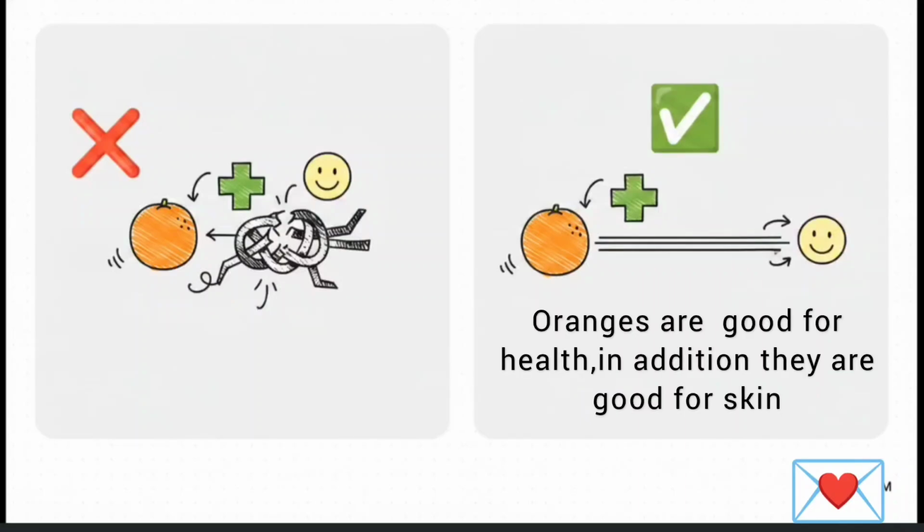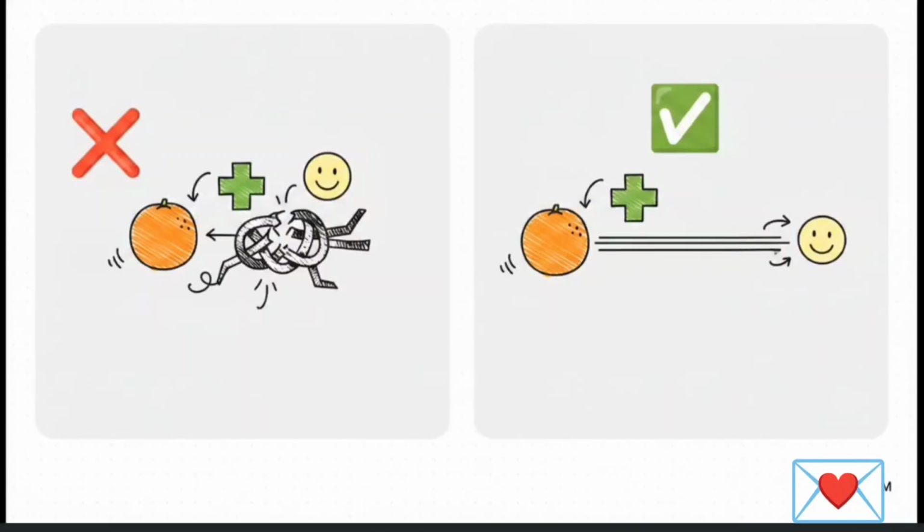Now compare that to the correct version. Oranges are good for health. In addition, they are good for skin. Perfect. The transitional device matches the underlying meaning flawlessly.